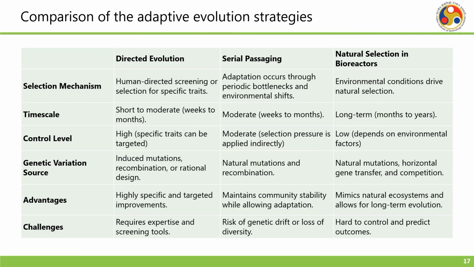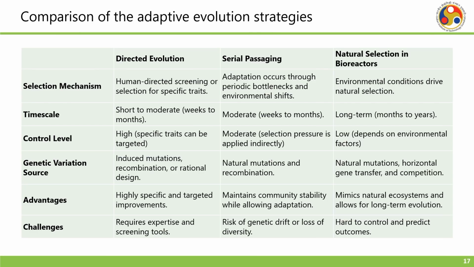The source of genetic variation in the case of directed evolution is induced mutations, recombinations or rational designs. In the case of serial passaging and natural selection in bioreactors, it is natural mutations and recombinations. In natural selection in bioreactors, we can also have horizontal gene transfer as well as competition.